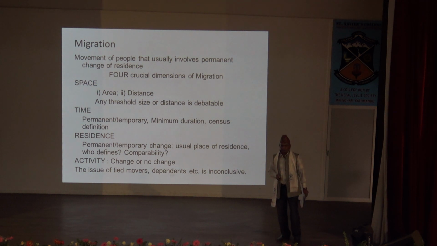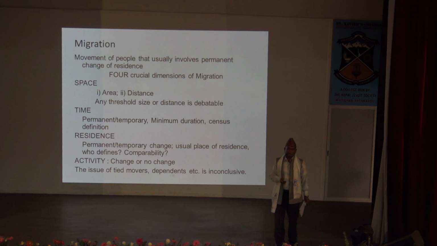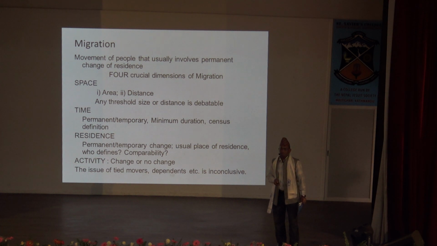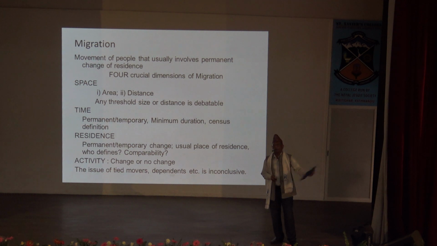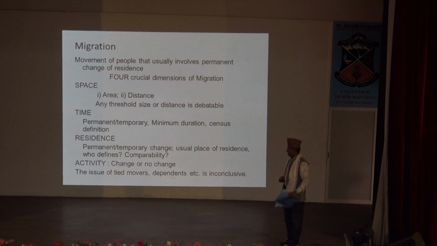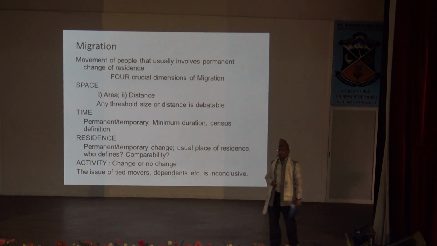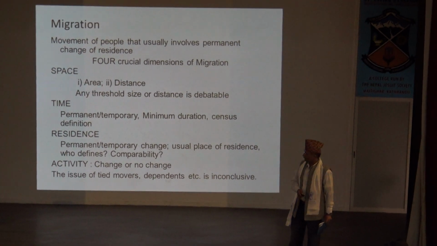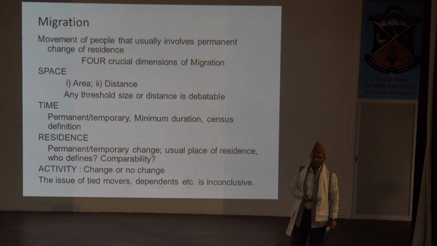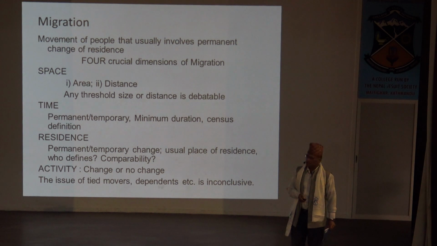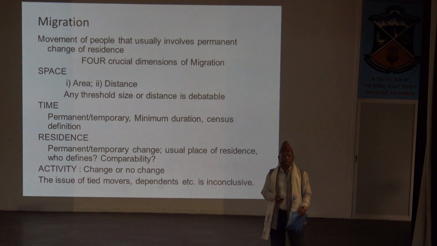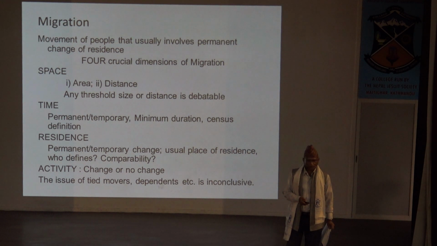The second dimension is time. How long should a migrant move to be considered a migrant? One day, two days, one month, a year, throughout the year, or the whole life? That also is a complex phenomenon, and again there is no universally accepted definition. The third one is residence, a change in residence from one place to another. And the last one is activity. In some cases, the mover may change his activity. In other cases, he may not.